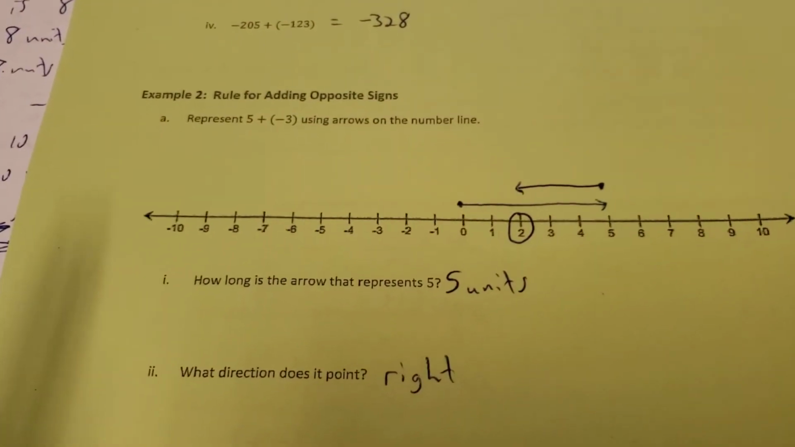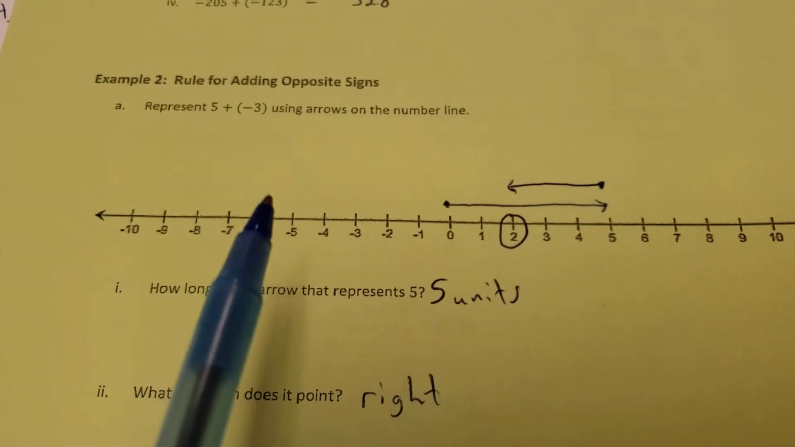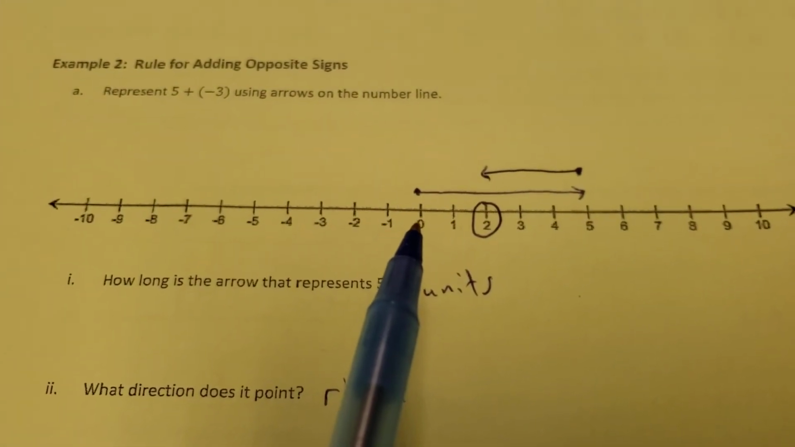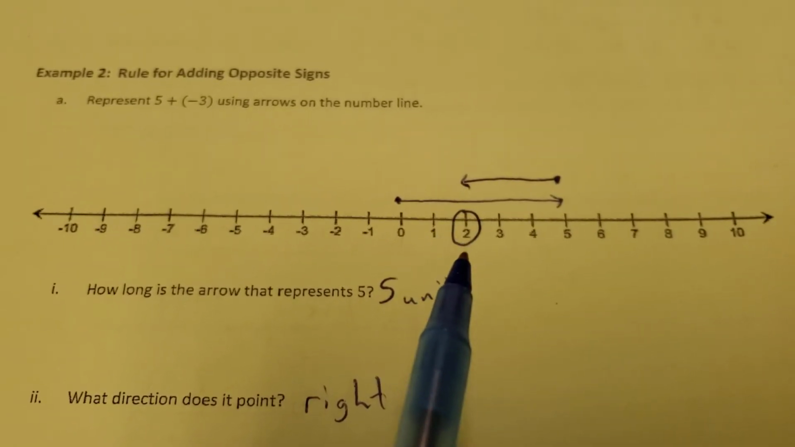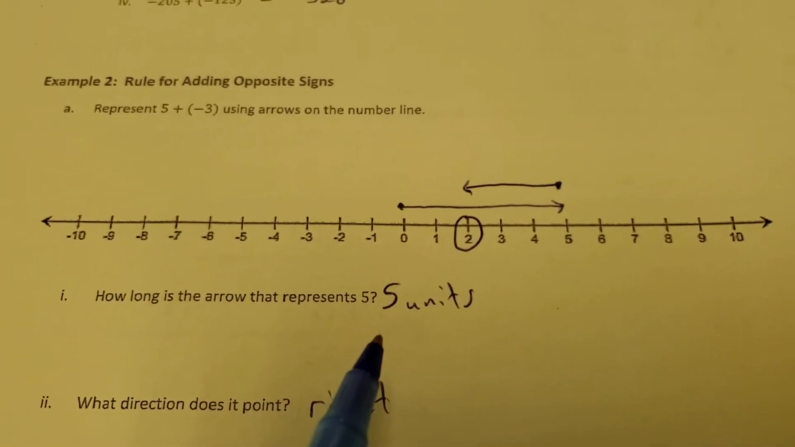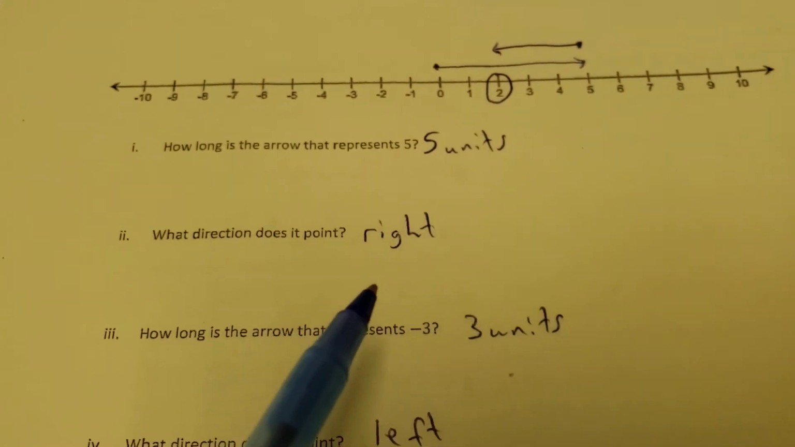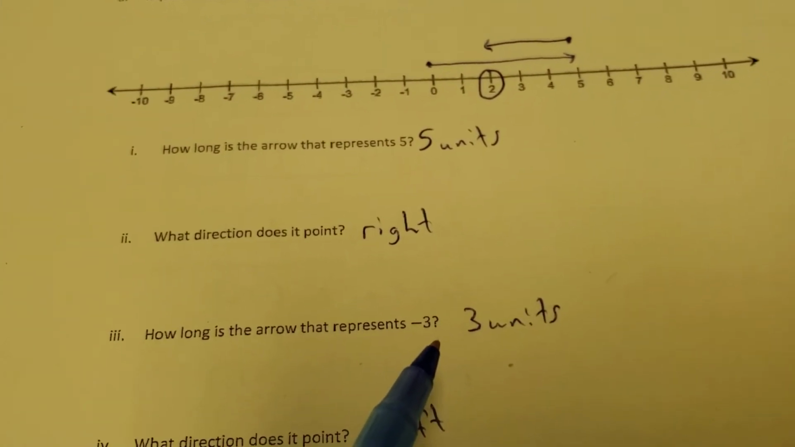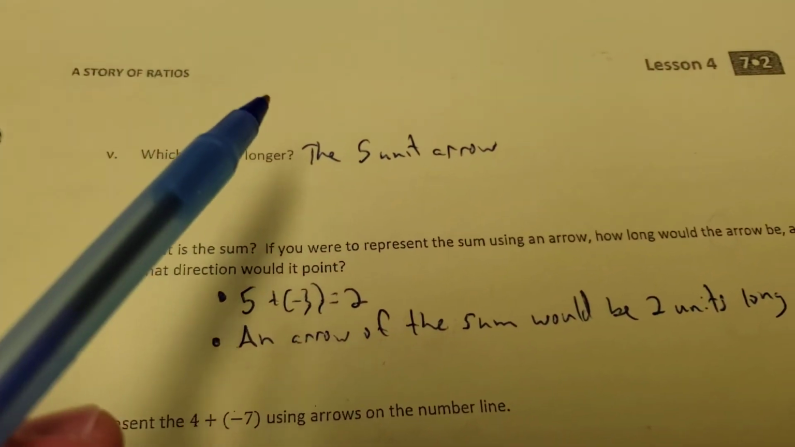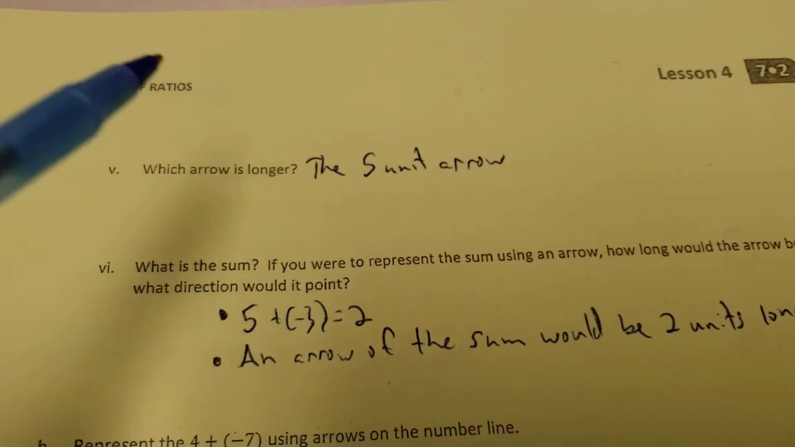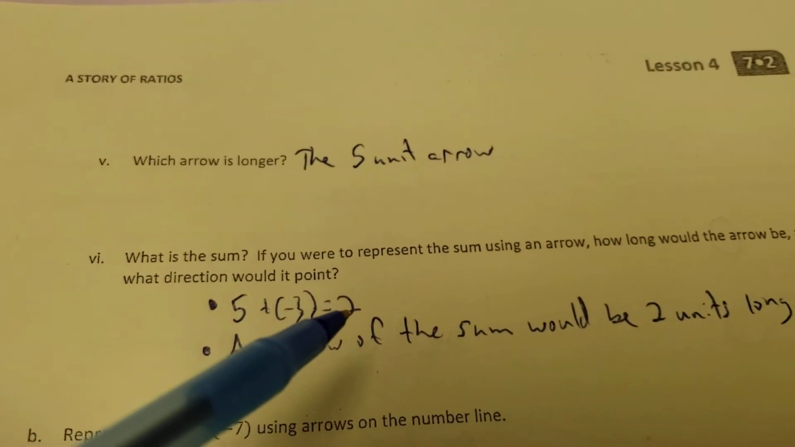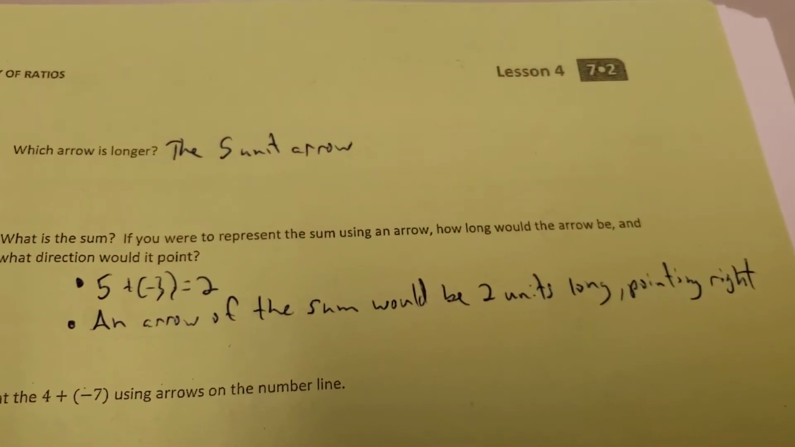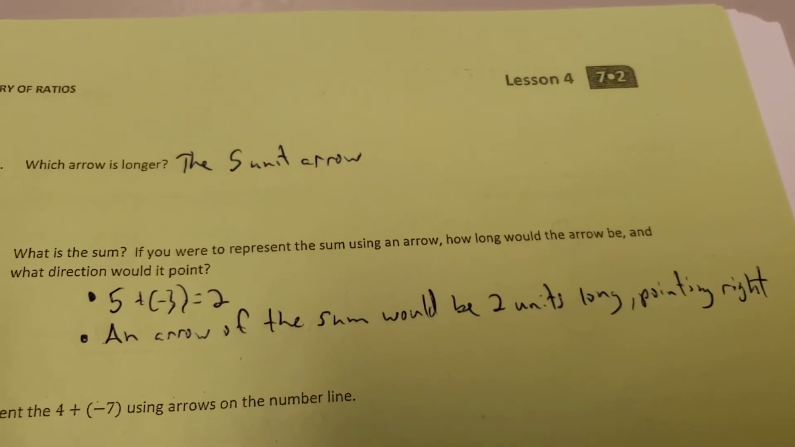Now, how do we add opposite signs, though? Like 5 plus -3. Well, the first arrow would be 5, move right 5, move up a tiny bit, and you move left 3, leaves you at 2. So how long is the arrow that represents the 5? 5 units to the right, and -3 is 3 units to the left. So which arrow is longer? The 5 arrow was longer than the -3 arrow. So what is that sum? Well, 5 plus -3 left us at the +2. So an arrow of that sum, if you're talking about just the answer, would be 2 units long, and it points right.